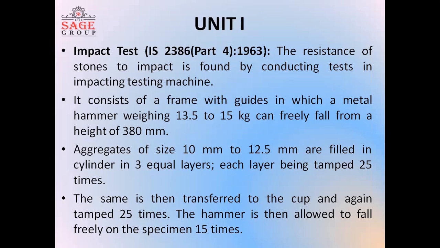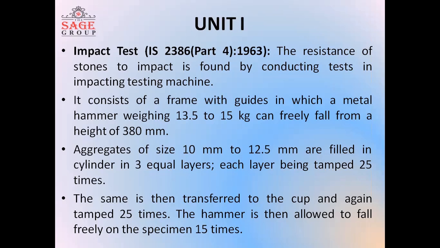To find out the resistance of stones to impact, the test is conducted in an impact testing machine. The impact testing machine is used to find out how much compactness and solidness is in the stone and how strong it is inside to resist the outer load acting on it. Mainly, it consists of a frame with guides, and a metal hammer having a weight of 13.5 to 15 kg, which freely falls from a height of 380 mm.